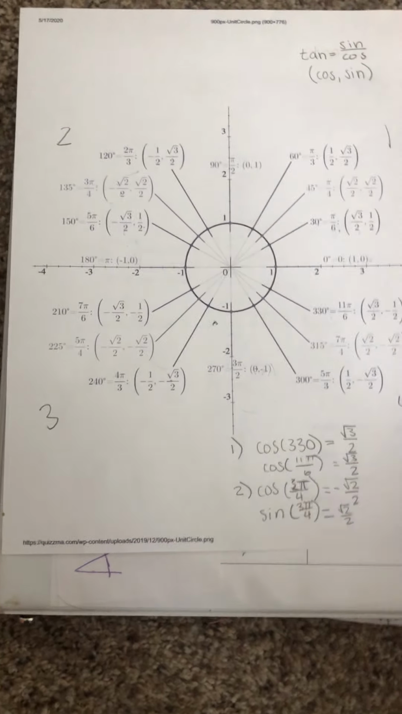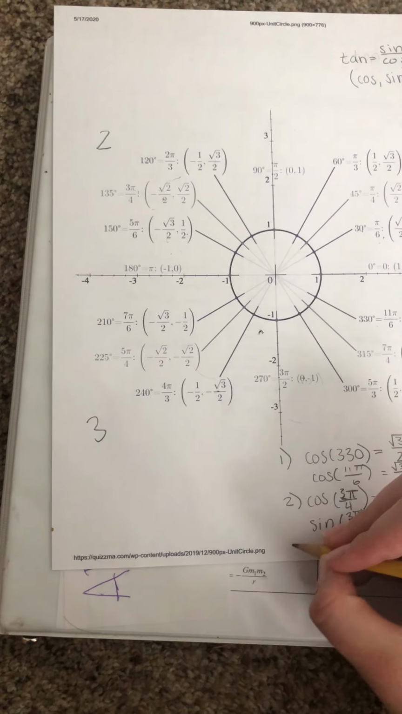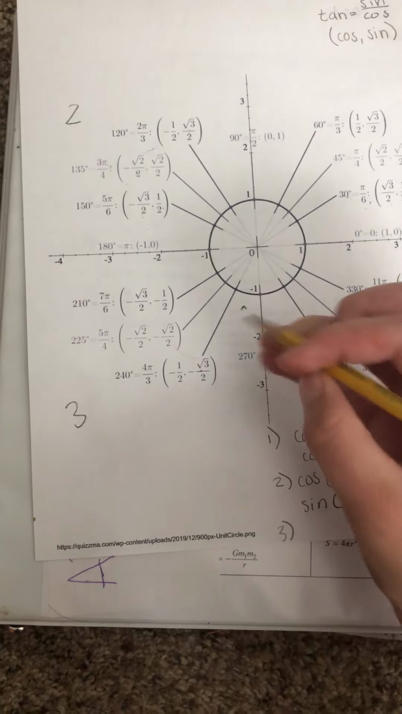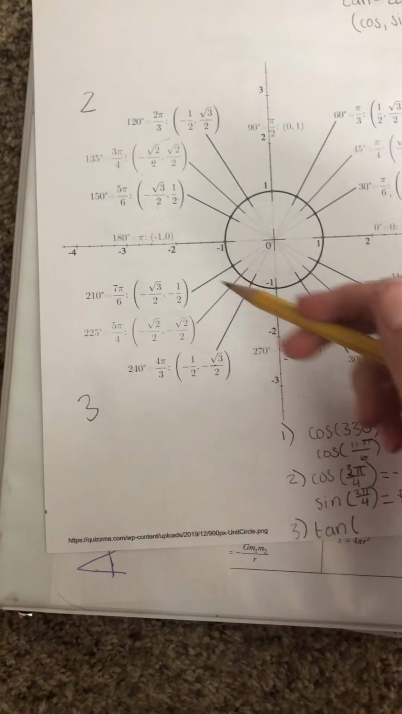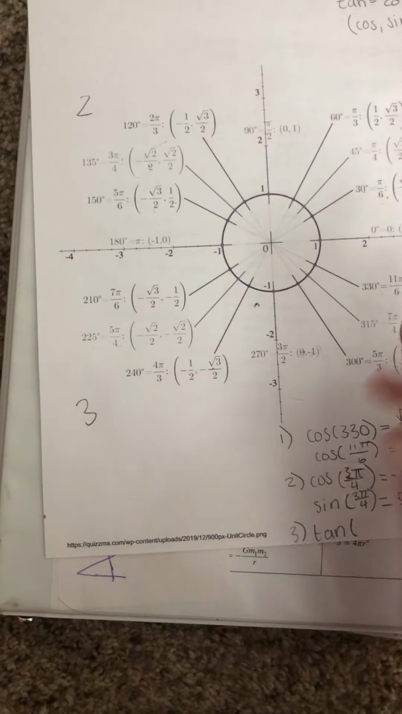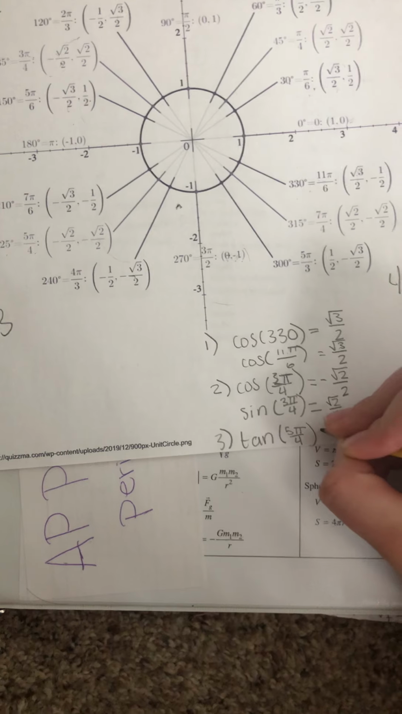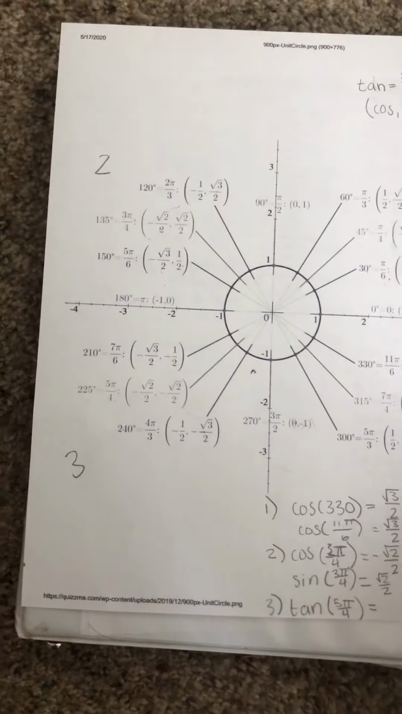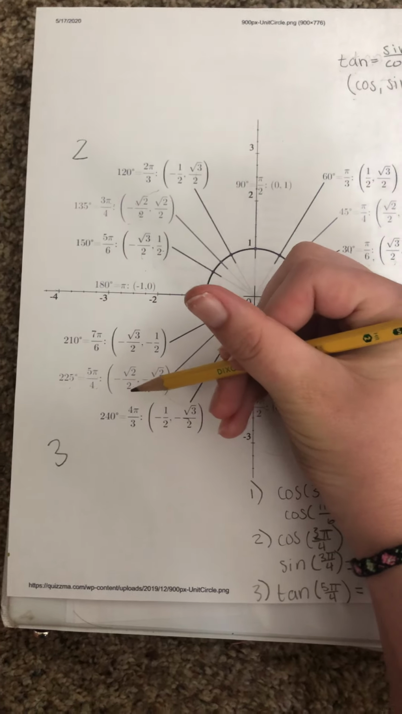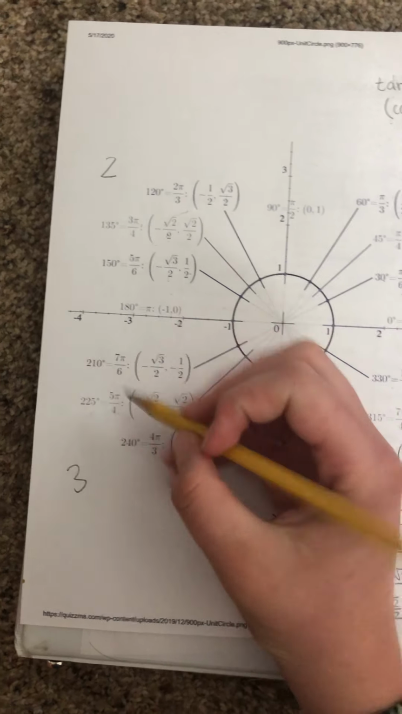Now, to calculate tangent of any given angle, let's choose an angle. How about 225 degrees, which is 5 pi over 4 radians. Tangent would be equal to the sine value over the cosine value. So right here, this is cosine, this is sine. So it would be negative radical 2 over 2 over negative radical 2 over 2.